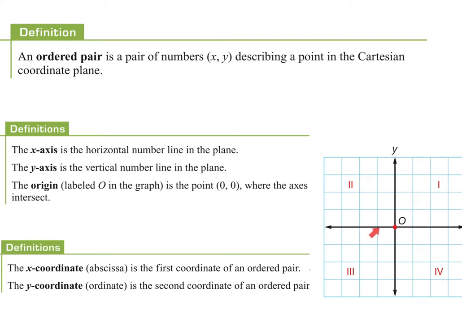You have negative x and positive y in the second quadrant, negative x, negative y in the third, and then positive x, negative y in the fourth. All right, and so as you move around the Cartesian plane, you will move according to how those x's and y's tell you to move.